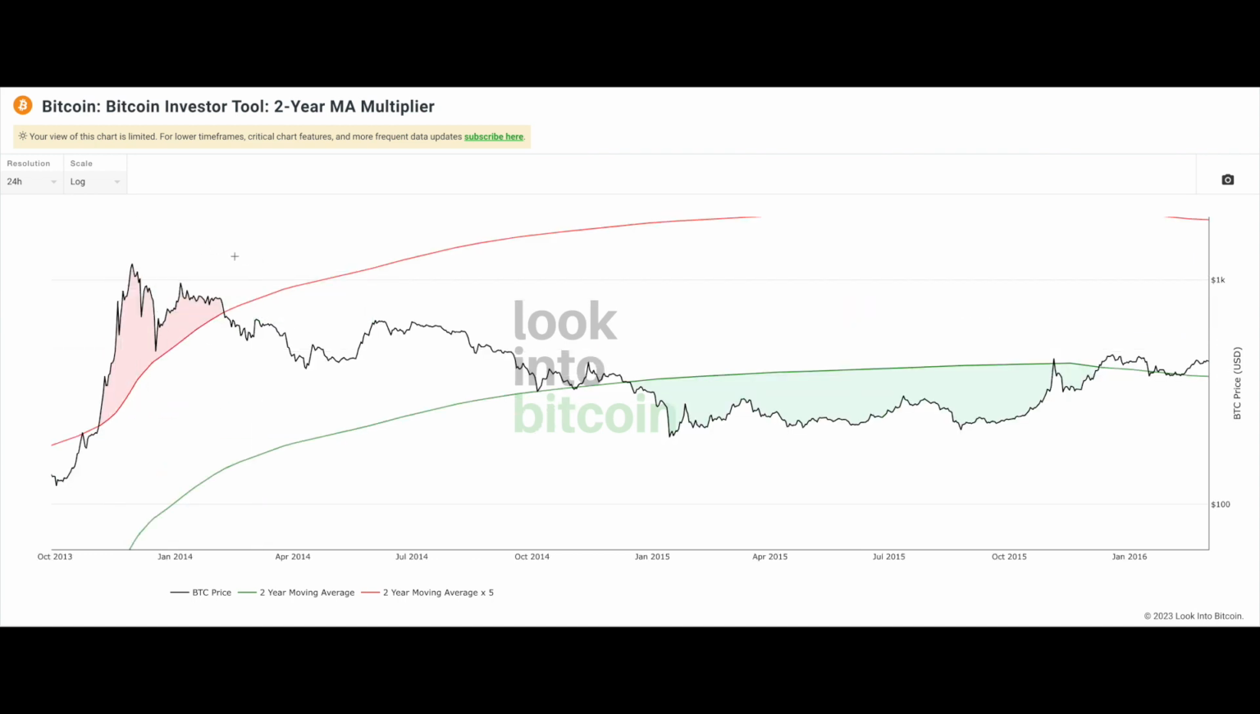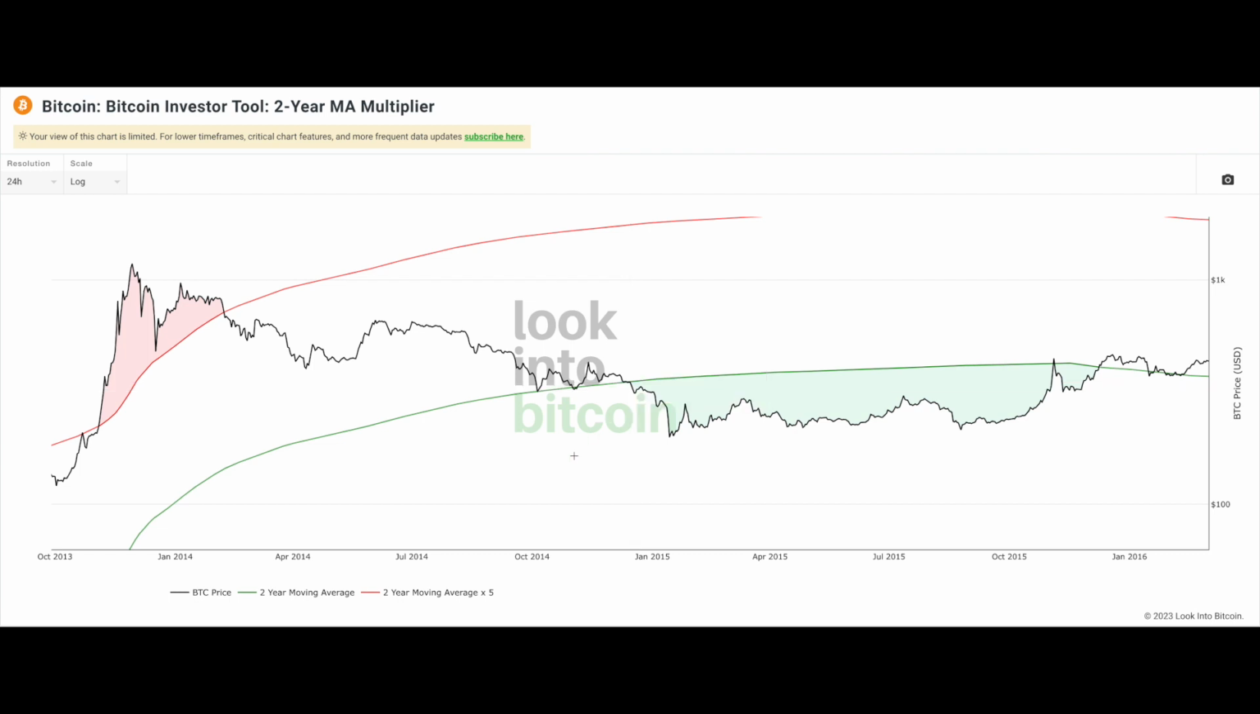After this period of BTC being overbought in 2013, we broke back below that 2-year moving average times 5 and ended up coming back to our green simple 2-year moving average. Now what's interesting about this is price tried to respect it right here and also tried to respect it right here before finally capitulating once we broke it here in December of 2014.